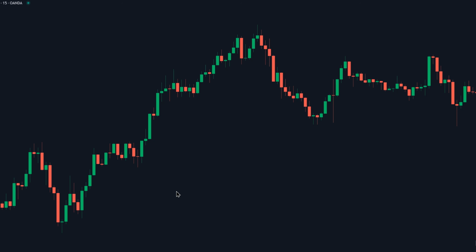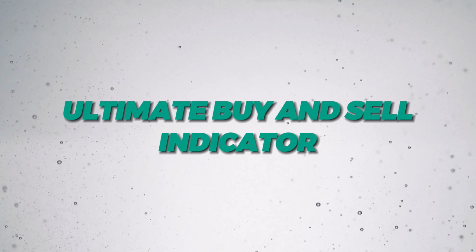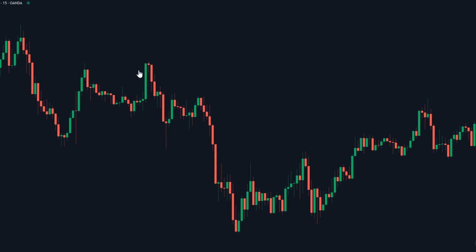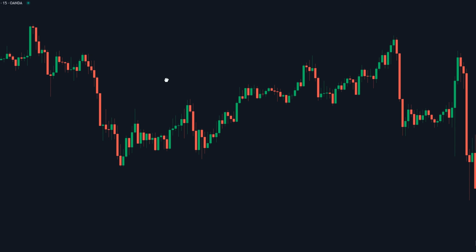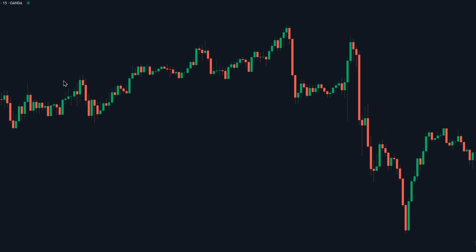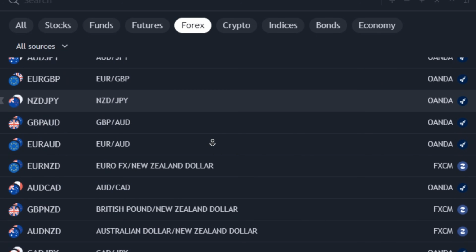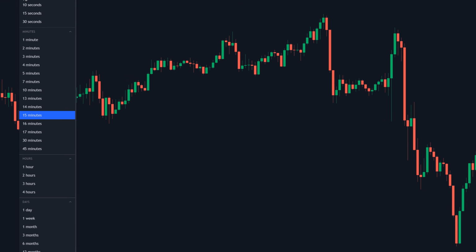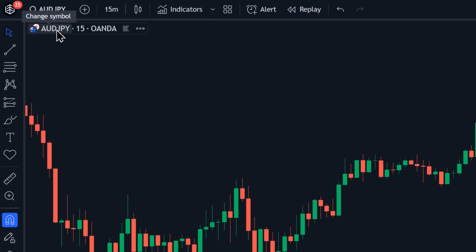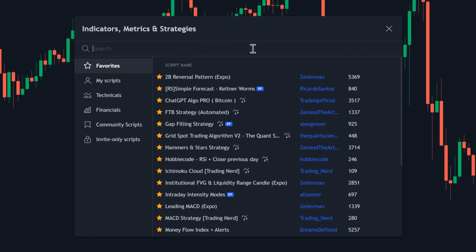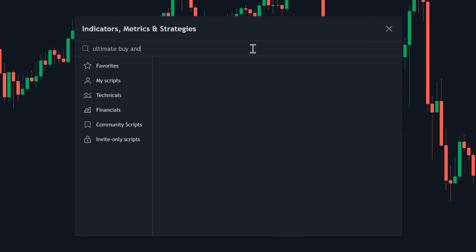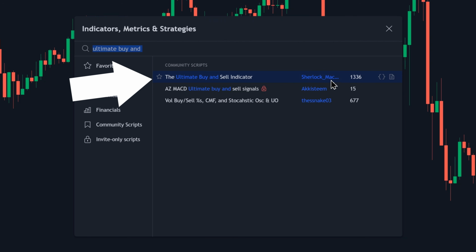Let's get into it. So, the indicator in discussion is called the ultimate buy and sell indicator. To add it to your chart, you're gonna go to TradingView, which is the charting platform that I'm gonna be using. If you need to sign up, the link for that will be in the video description. And then you wanna load any trading security that you like in any time frame. Personally, I'm gonna be using the 15-minute time frame of AUD JPY. And then click on indicators so we can look for this indicator. You wanna type in ultimate buy and sell indicator, and you're gonna select this one created by Sherlock MacGyver.